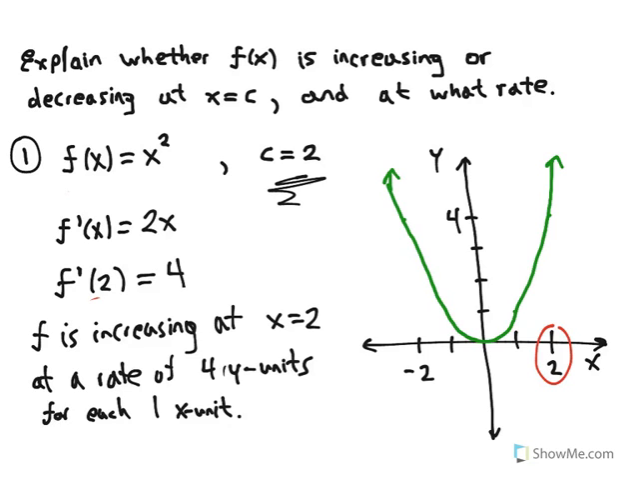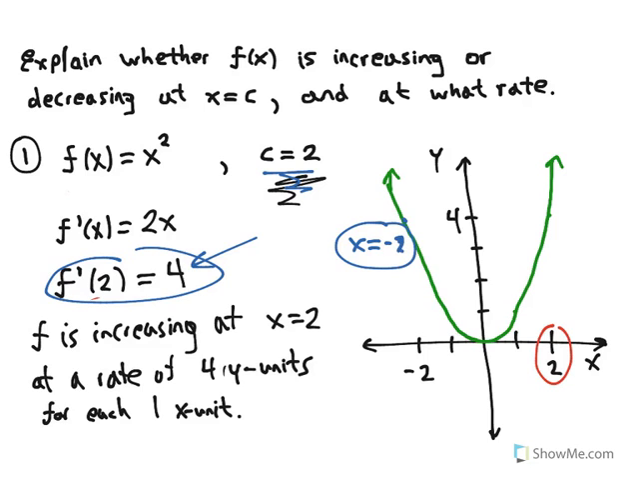Generally, when the derivative of a function is positive at an x value, the function is increasing at that x value at the rate given by the value of the derivative. If the derivative is negative, the function would be decreasing at that x value. For example, at x is equal to -2, the function is decreasing at a rate of -4 y units for each x unit. When the derivative is equal to 0, the function is neither increasing nor decreasing.